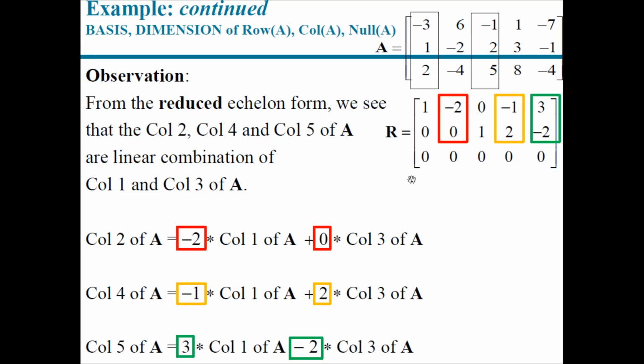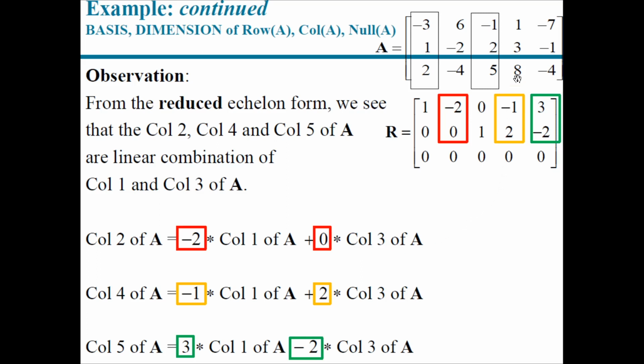Now if I want to write those dependent columns as linear combinations of independent columns, it's not complicated. Columns 1 and 3, we know already they are independent, so they are bases for the column space of A. So each other column of A is a linear combination of these two. Column 2: the coefficients are -2 times the first linear independent column, which is column 1, plus 0 times the second linear independent column, which is column 3. So it's -2 column 1 plus 0 column 3 of A.